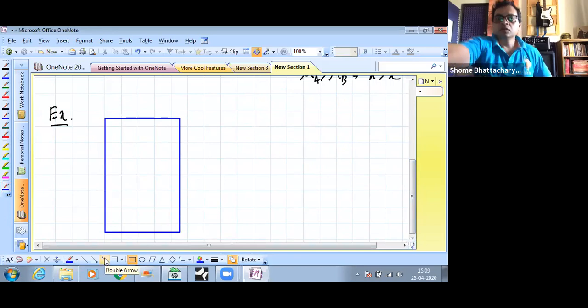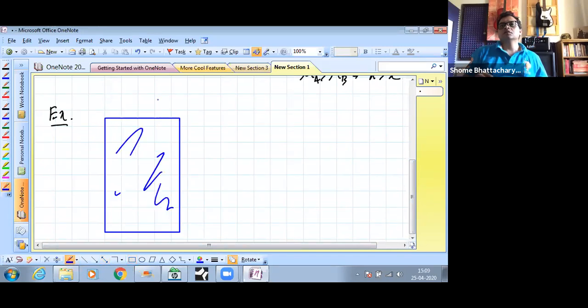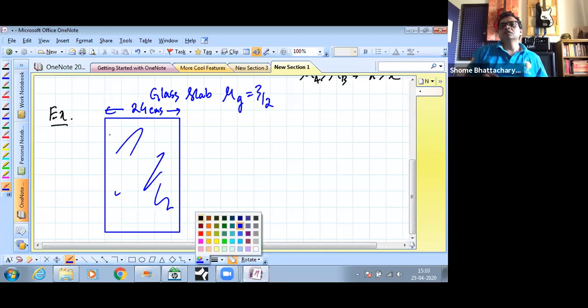So we have, let us say, a glass slab with refractive index 3/2. There is a problem like this in part of what I've given you. Now it has a thickness, let us say, of 24 centimeters exactly. And now what we have done is very interesting. We've silvered the outside of this surface.